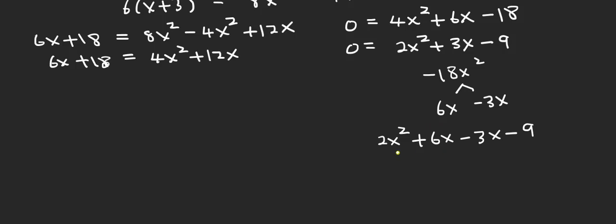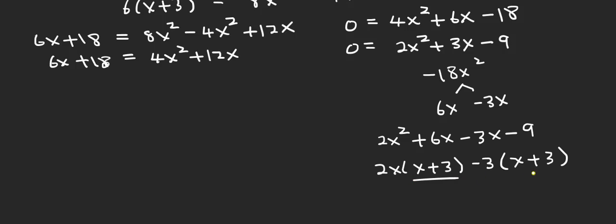So you end up getting, what's the greatest common factor? 2x. You get x plus 3. What about over here? Negative 3. So you get x plus 3. So x plus 3 is a common factor. So let's take out x plus 3, and you get 2x minus 3. And that should equal 0.